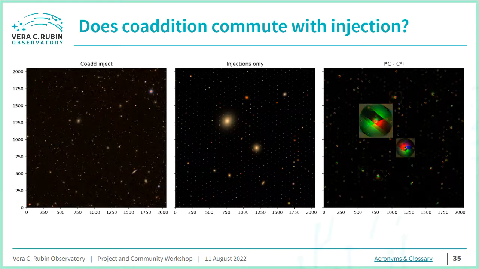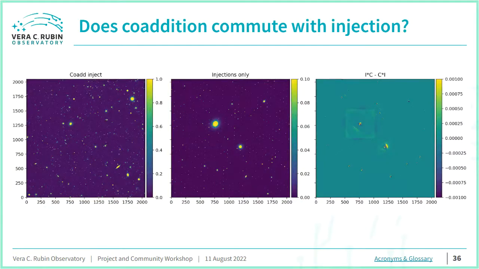So this looks maybe a little scary, but I don't have any scale bars on here, and it's hard to do that in color. So here's just one band. I think this is r band, maybe. Again, the injected image on the left with a scale bar that goes 0 to 1. The injections only in the middle with a much compressed scale bar from 0 to 0.1. And then this commutator object that I was actually interested in studying with a scale bar that's 1,000 times smaller than the original image. So I think we're probably okay. These differences are coming in at the level of parts per thousand of the original image.